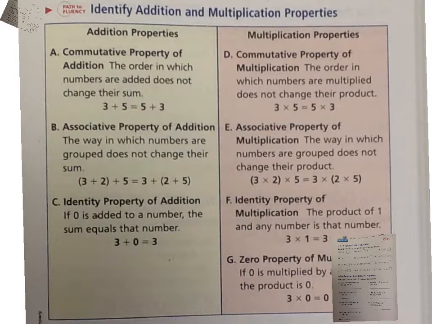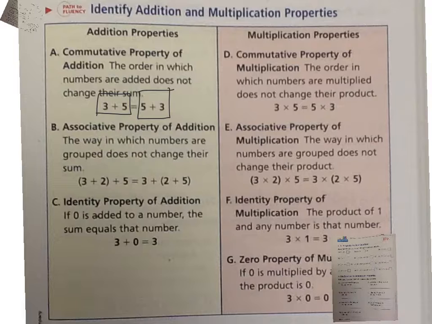In addition, the commutative property of addition means the order in which the numbers are added does not change their sum. Meaning you have 3 plus 5 here, and that means the exact same thing as 5 plus 3. Same if we have 4 plus 10, it would equal the same thing as 10 plus 4. Just because it switches the numbers around, it doesn't change your answer.